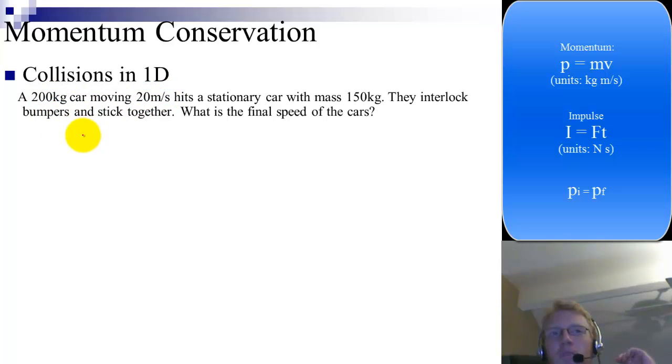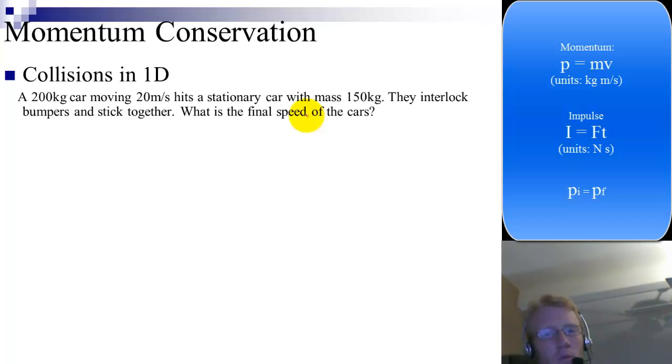Anyway, a 200-kilogram car is moving 20 meters per second and hits a stationary car with mass 150. They interlock bumpers and stick together, and then, of course, they're going to skid forward. What is the final speed of the cars? What that means is just after the collision. Obviously, they're going to slide forward and slow down because of friction and stop.